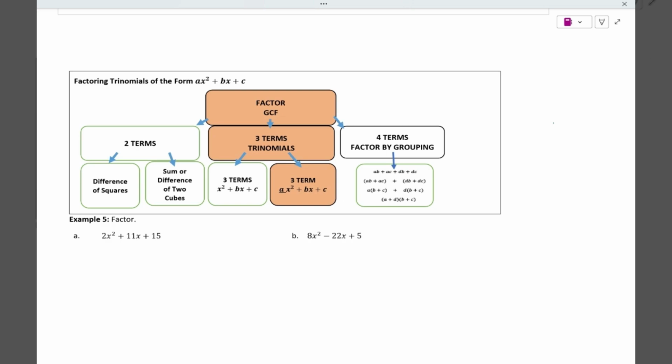Okay, so we're continuing with factoring. We're going to factor trinomials of the form ax squared plus bx plus c. What that means is that when we factor, the number in front of x squared is not a 1. It's a number bigger than 1, okay?